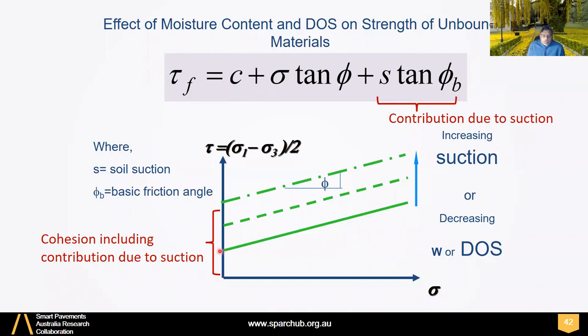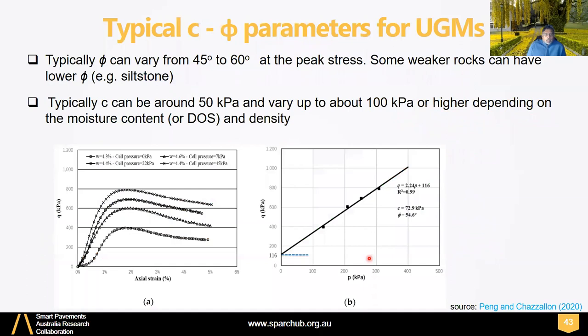In other words, compared to DOS equal to 1 or saturated material, when you have unsaturated material, this curve will move upwards depending on the suction. That's a desirable thing, because when we load the pavement with traffic loads, we are coming from this region and up. But if this curve is further up, we are not going to get shear failure or the effects of it.